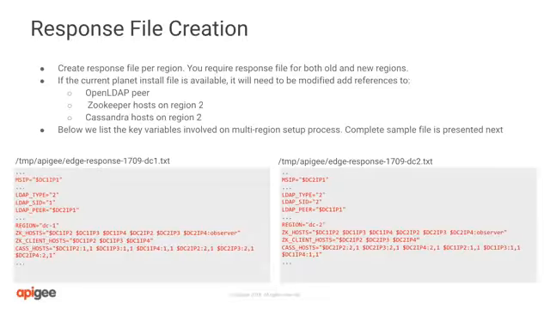Each region has a response file associated with it. Updated response files are required for both the new and also the existing region. If the original installation response file is available, it can be used as a base and modified to add references to the OpenLDAP peer in Region 2, the new Zookeeper hosts in Region 2, and the new Cassandra hosts in Region 2. You can see these key variables in the samples on screen now. Next, we will see the completed response files for both regions and talk about the changes.